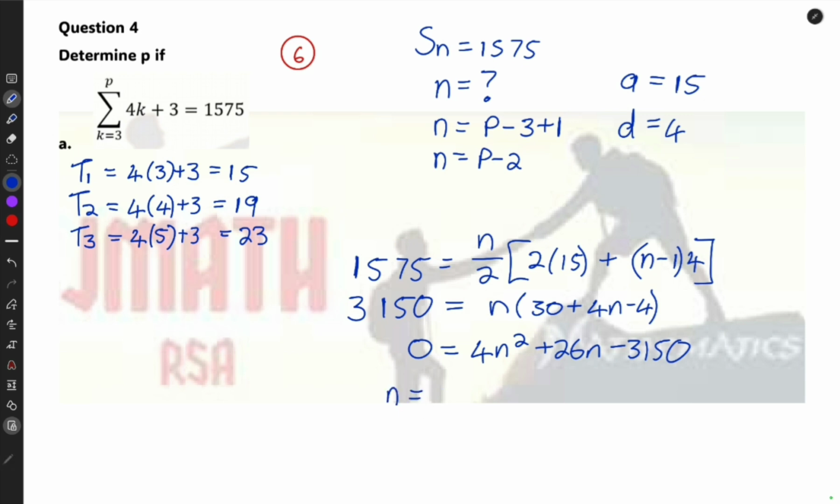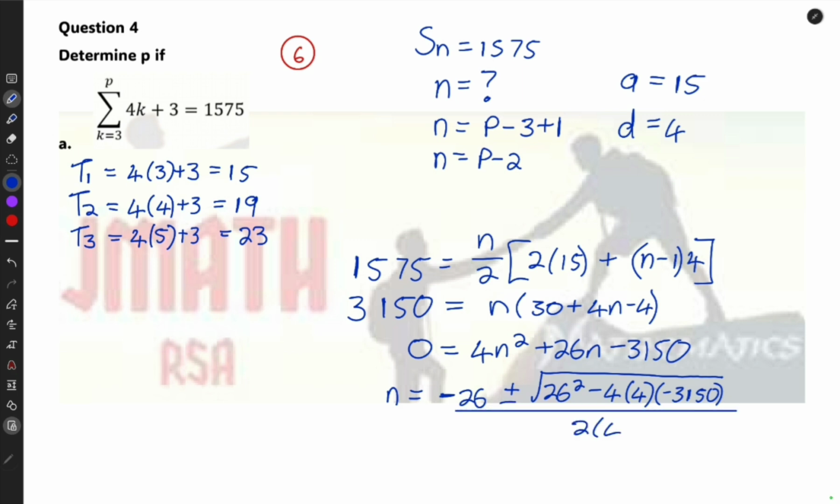So n is equal to minus b plus minus the square root of b squared minus 4a, and then c, remember the minus, all over 2a. If I type that in, I get an answer of 25 or minus 31.5.